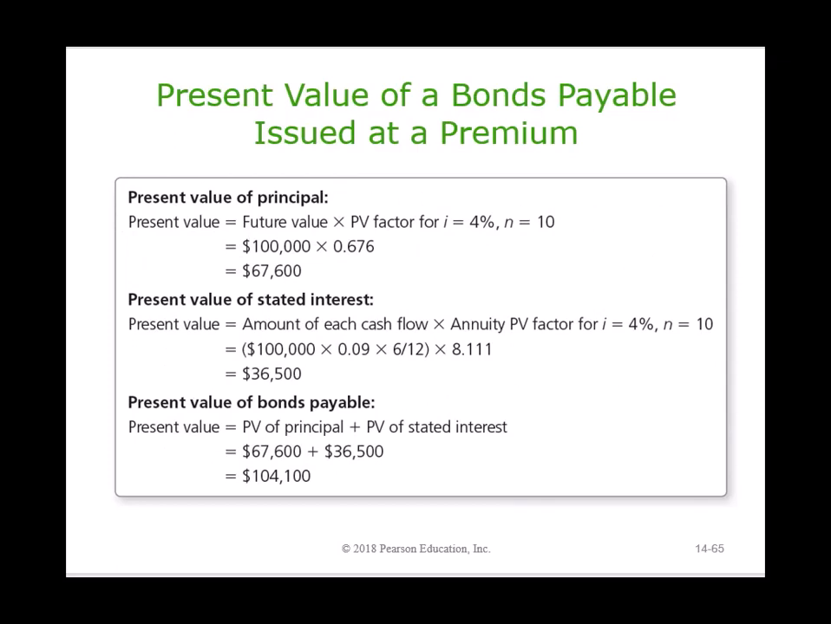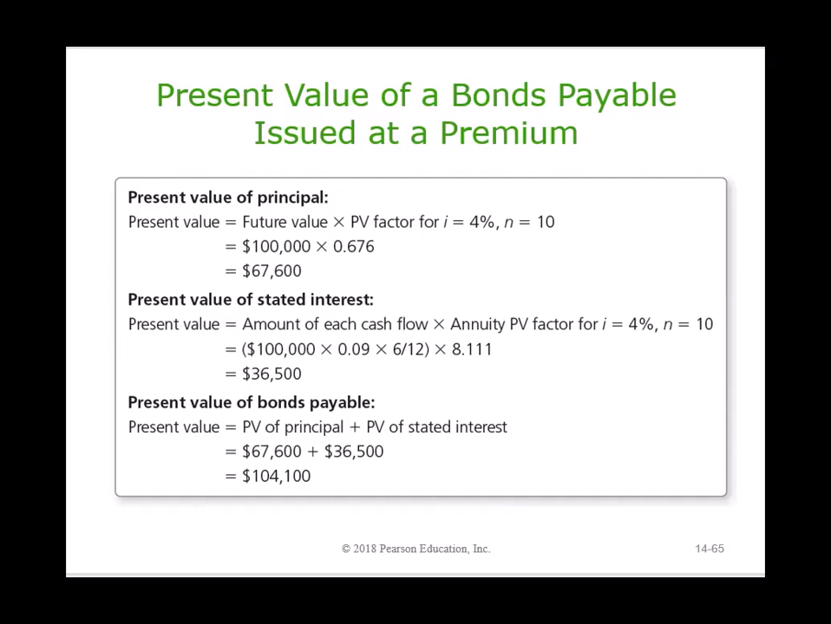We're going to use that same present value factor of a lump sum table, but this time we're going down 10 interest periods, but we're only going over to the 4% column. Remember last time we used the 5%. So this time we're only going over to the 4% column. That gives us a factor of 0.676. So our present value of principal is $67,600.